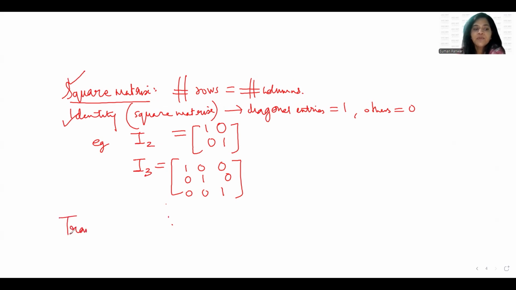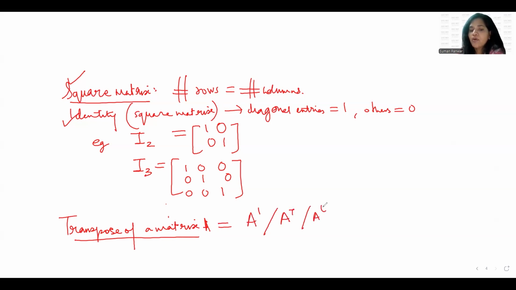Now, transpose of a matrix. What do you mean by transpose of a matrix? Transpose of a matrix A is equal to A dash or A T or A small t. These are three notations. So what is transpose of a matrix? Transpose of a matrix is the matrix obtained by reversing or interchanging the rows and columns of the parent matrix. For example, A is the matrix 1, 2, 3, 4. Then A transpose will be the matrix 1, 3, 2, 4. That is called transpose of the matrix.